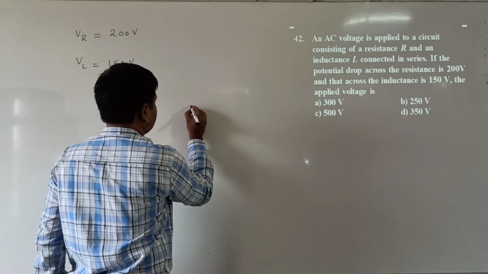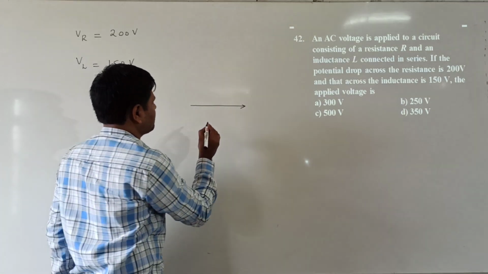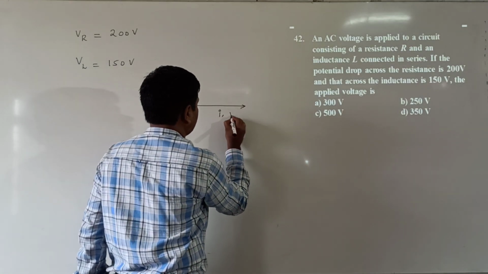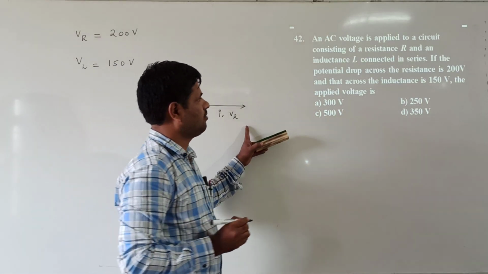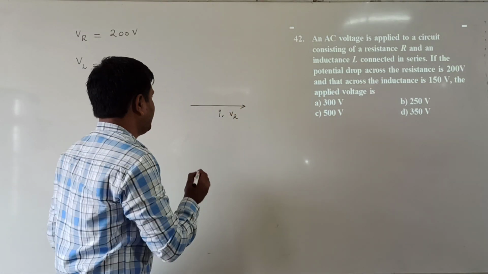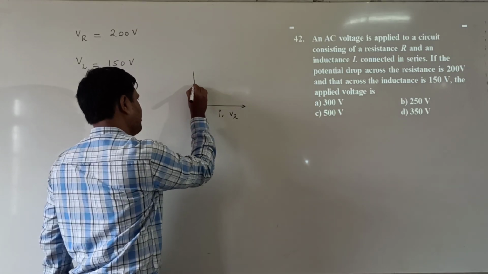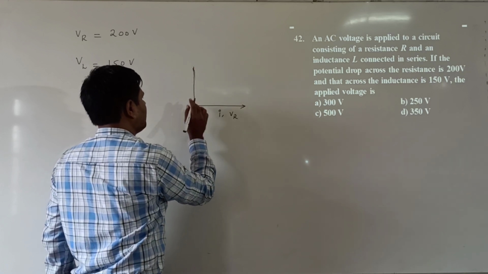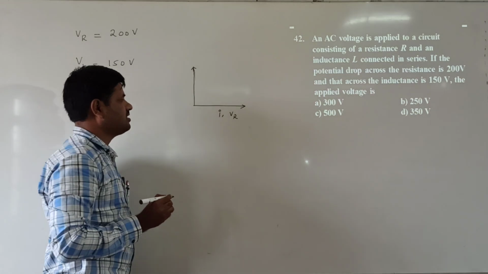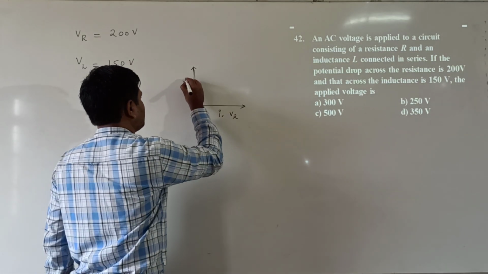Now we draw the phasors. In a pure resistance circuit, current and voltage are both in the same direction. I and V are in the same direction in the pure resistance circuit. In the pure inductance circuit, the voltage leads the current by an angle pi by 2. So this is VL.